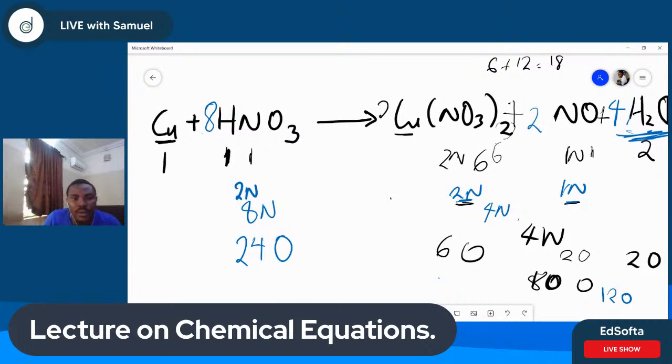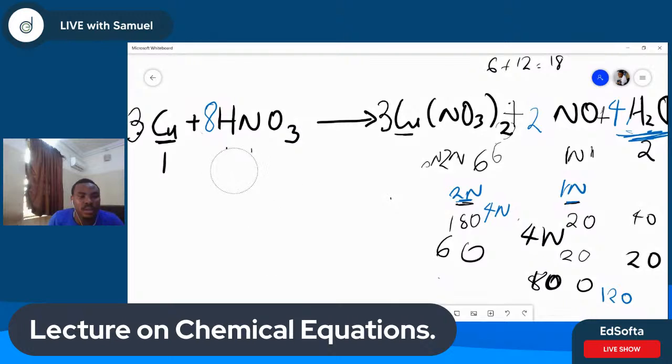You need to multiply 3. And by the time you multiply 3 here, you have 18 oxygen here. You have 2 oxygens here, and you have 4 oxygens here. Your oxygen is balanced. Your hydrogen is balanced. Your nitrogen is also balanced because this becomes 6 nitrogen and this is still 8 nitrogen. So the only one that is left is the copper. And how do we balance the copper? By just putting 3 here, and we have our balanced equation.